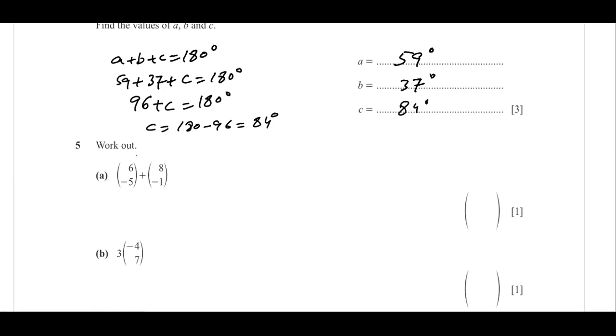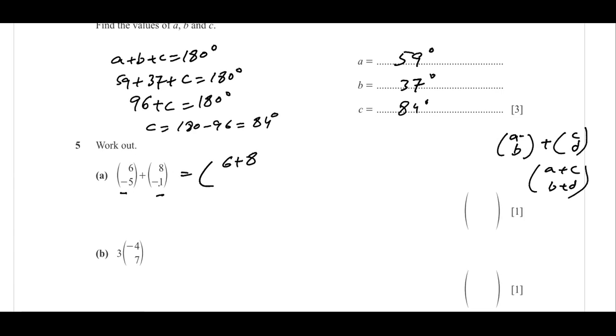Next one, work out. This is given as column vectors. Remember, if we have two column vectors, like A, B and the other column vector C, D, how do we add them? We add the corresponding A with C, B with D. So for this one, it will be 6 plus 8, and minus 5 minus 1. 6 plus 8 is 14, minus 5 minus 1 is minus 6. So the final answer you have to write here is 14, minus 6.